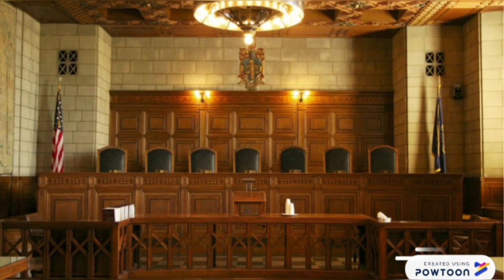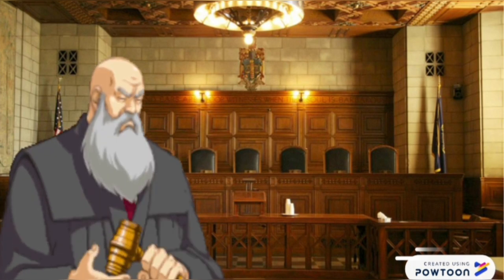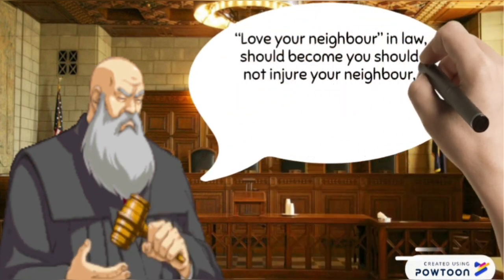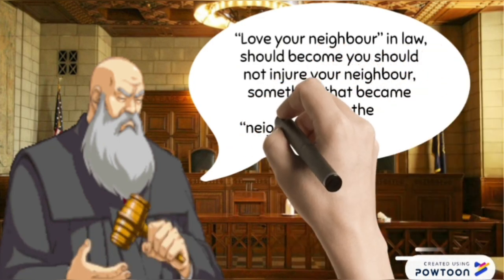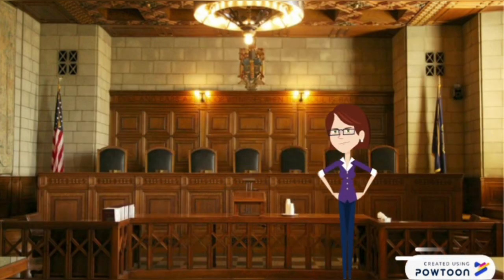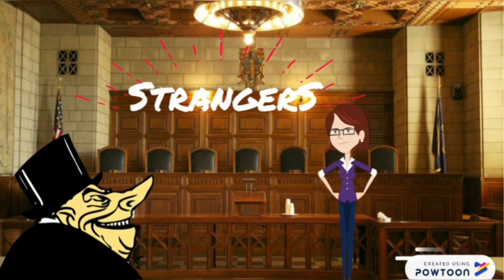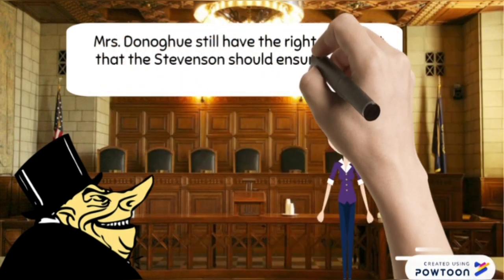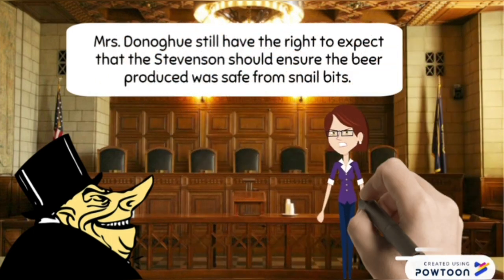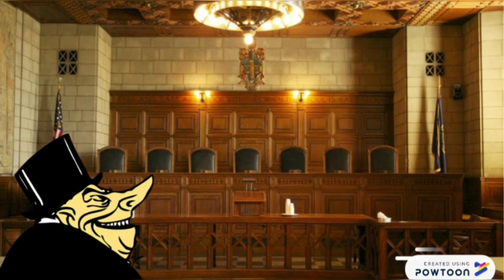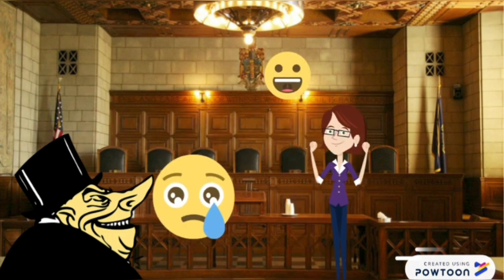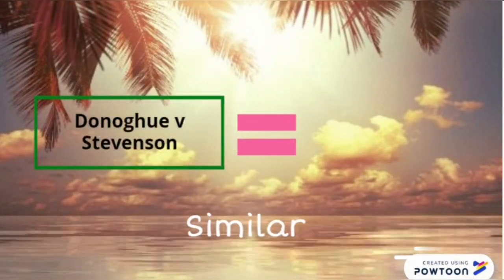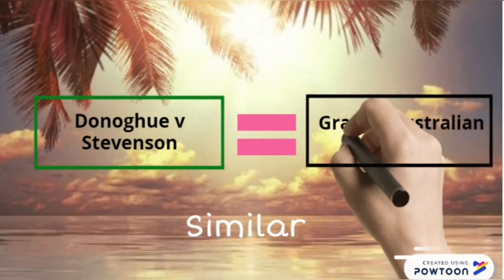However, one of the judges, Lord Atkin, concluded that "love your neighbor" in law should become "you should not injure your neighbor", something that became known as the neighborhood principle. Even though they were complete strangers, Mrs. Donoghue still had the right to expect that Stevenson should ensure the beer produced was safe from snail bits. As a result, Stevenson became liable and Mrs. Donoghue won the case.